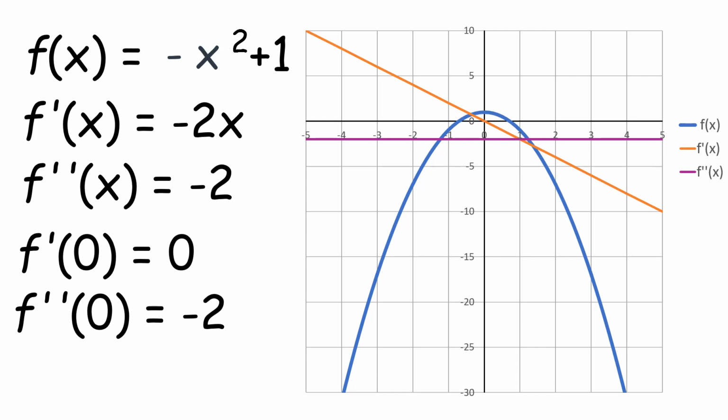The value returned by the function at that point is negative x squared plus 1. So with an x value of 0, the function returns 1. So 1 is the maximum value for the function.